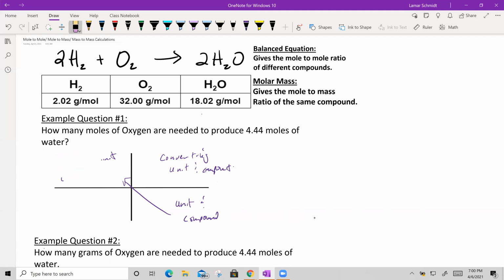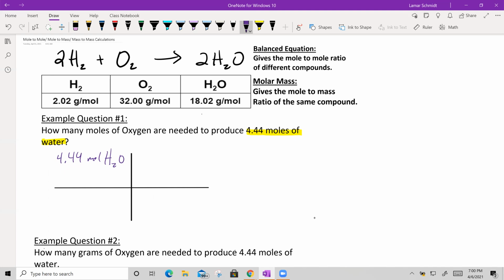So let's look and see what that looks like when we put this in a real problem. So we have 4.44 moles of water. Notice that this is given in the problem. So this is our given. So we're going to say 4.44 moles of H2O. Now, we said the same unit and compound would go down here.